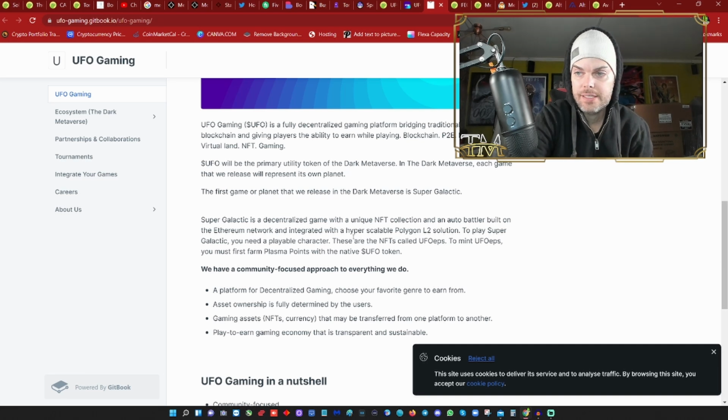To play Super Galactic, you need a playable character. These are NFTs called UFO EPS. To mint UFO EPS, you must first farm plasma points with the native UFO token.